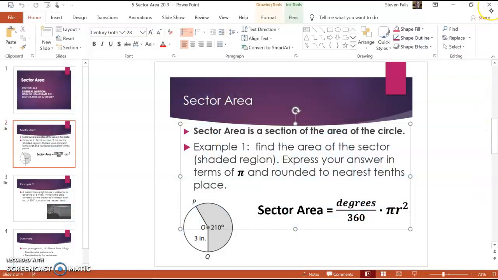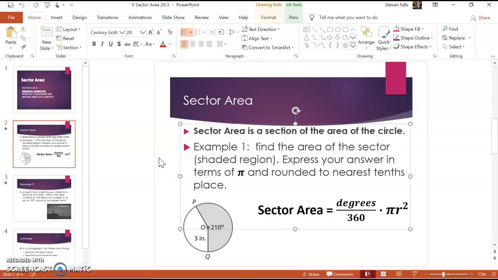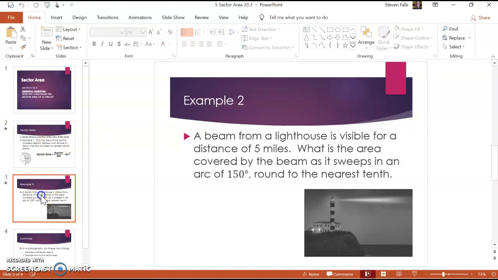So that's the area of that amount, about 16.5 square inches. So there's two ways to express. See how it says express your answer in terms of pi? That was the first answer, 21 pi over 4, and then also rounded to the nearest tenths, which was 16.5. All right, let's move on to the next screen.